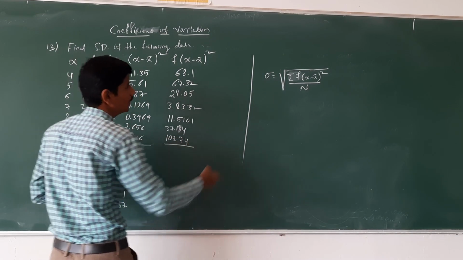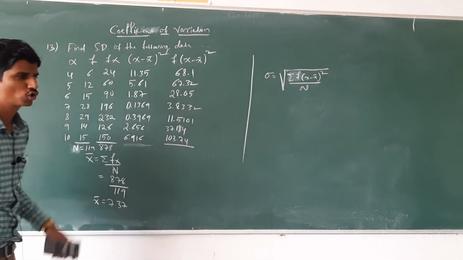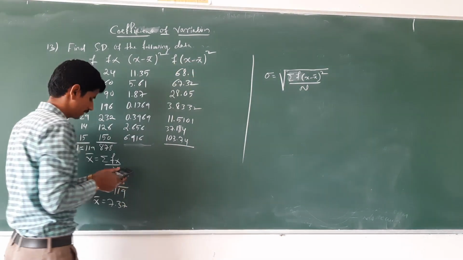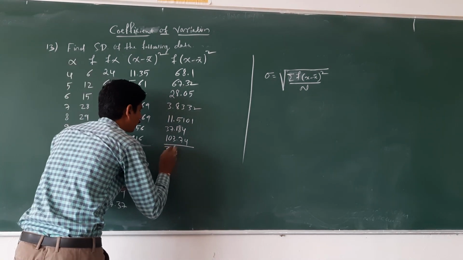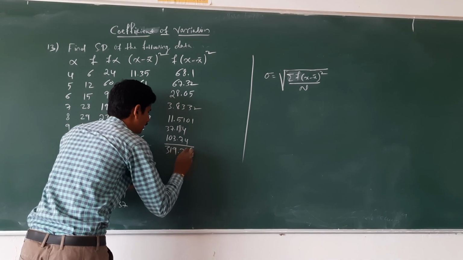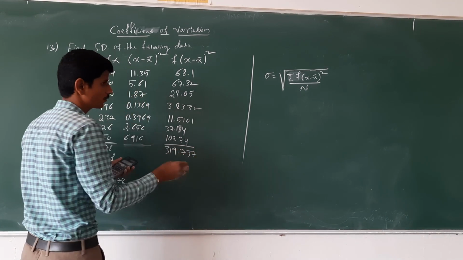The next we want the sum of f into (x minus x bar) whole square. We want all these values summed. Okay, here 68.1 plus 67.32 plus 28.05 plus 3.8332 plus 11.5101 plus 37.184 plus 103.74. Then you will get 319.737. Okay, then substitute the values.